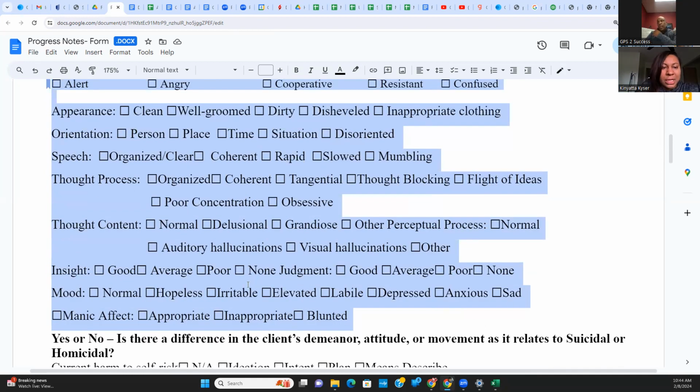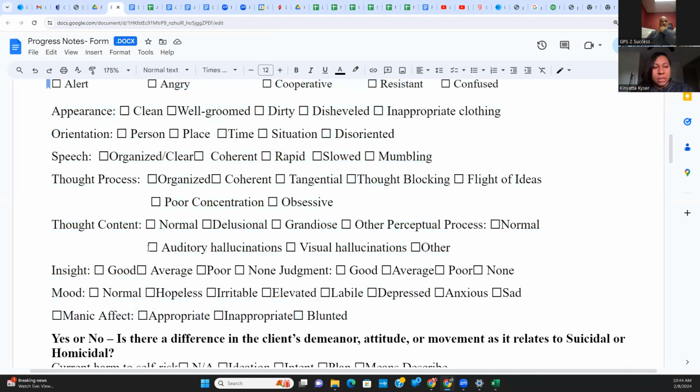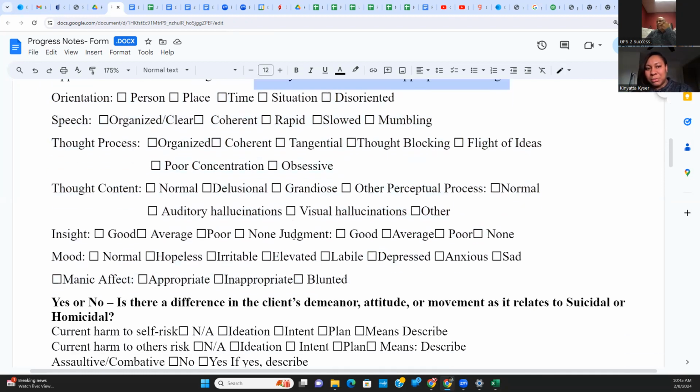Nobody's reading these notes but us. So if they're not well groomed, or if they're dirty, disheveled, or in inappropriate clothes, you want to note that, because those may be things we need to address later, to see how we can best help them.